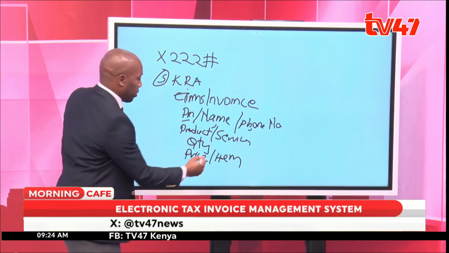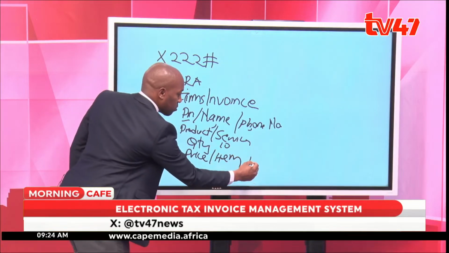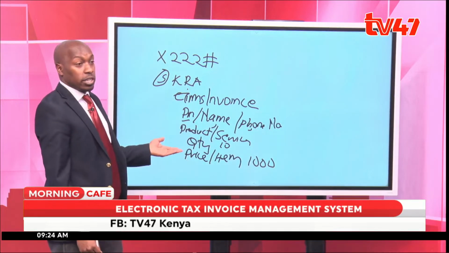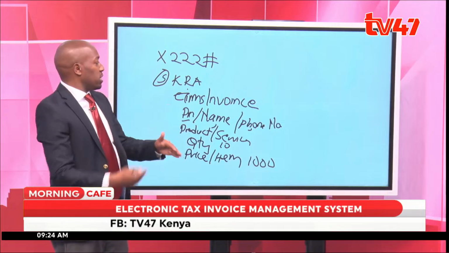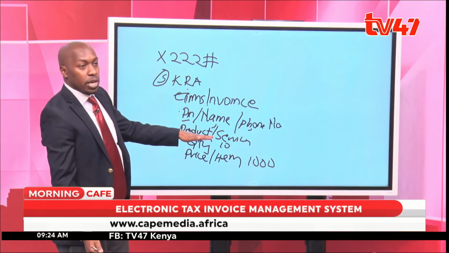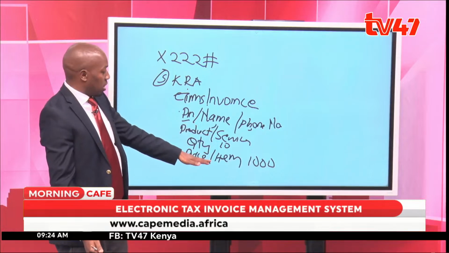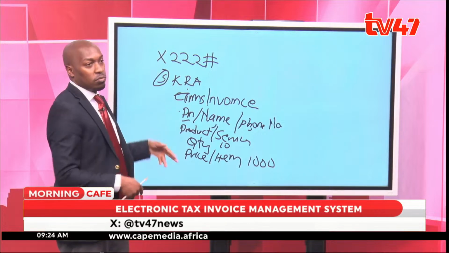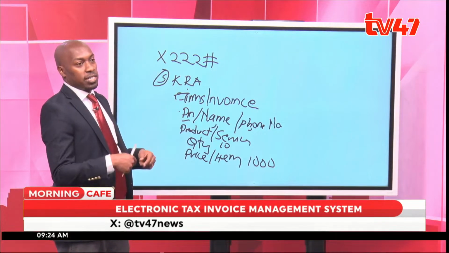So here we can say it's 10, and here it's 1,000 per bag. The system will calculate the total for you, and it will ask you to confirm because the details will come. So you'll see a summary of the details: Stanley, maize, 10 times 1,000, giving us 10,000. Are you okay with that? Yes, confirm. And the receipt is generated through a text message.